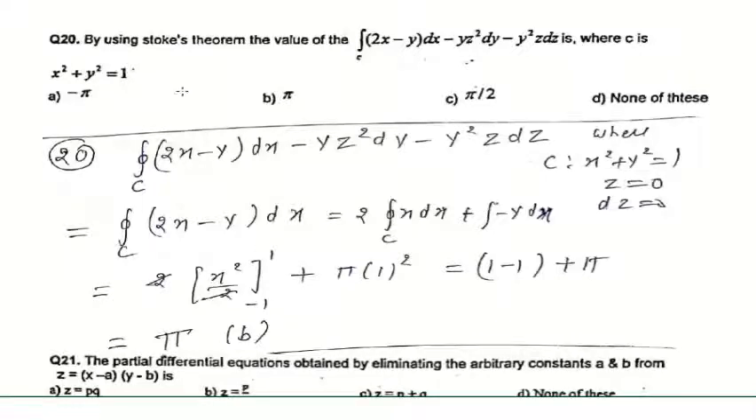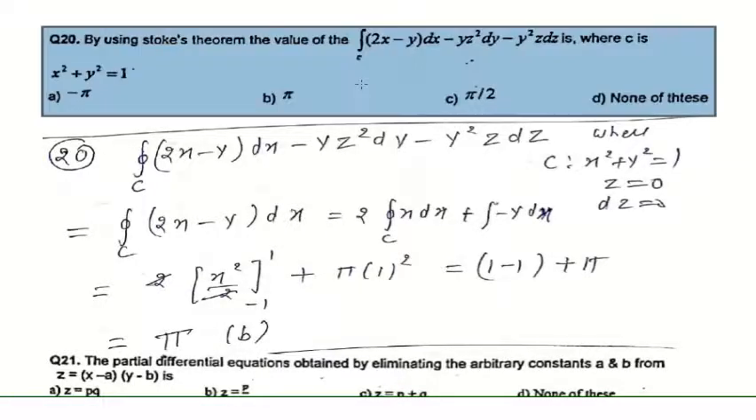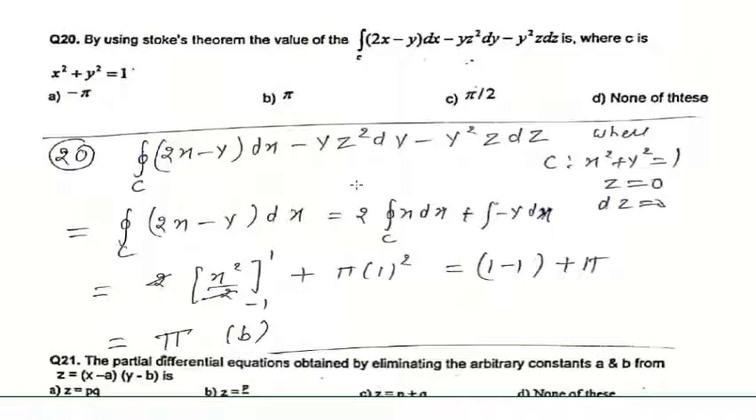By using Stokes theorem, the value of the integral is, where c is x square plus y square is equal to 1. Again we have to use Stokes theorem, we have to find its curl. But finding curl is not giving us anything good. Why? Because if dx contains only x, dy contains only y, dz contains only y, then the result will help us. Otherwise, here z is 0.